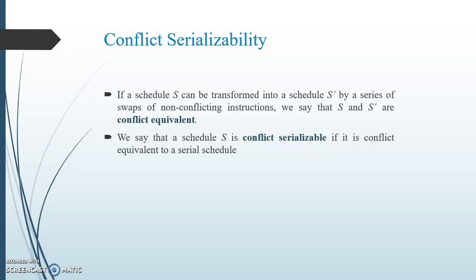If a schedule S can be transformed into a schedule S dash by a series of swaps of non-conflicting instructions, we say that S and S dash are conflict equivalent. And if a schedule is conflict equivalent to a serial schedule, then we say that it is conflict serializable.